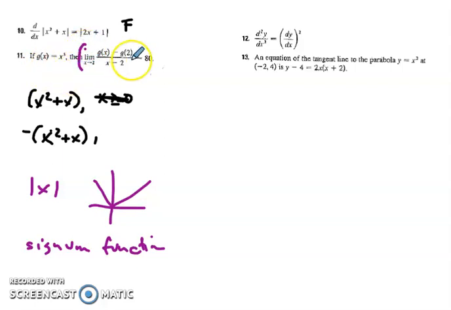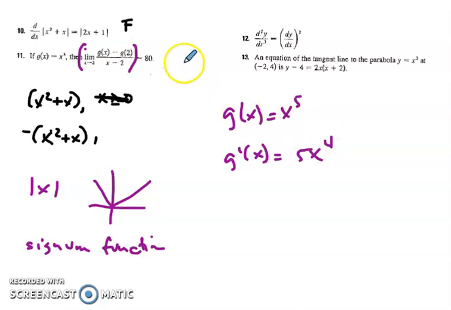this definition of the derivative, that's what this is. Take the derivative at 2, do you get 80? Well, g of x equals x to the fifth, g prime of x equals 5x to the fourth, so plug in 2, I get 5 times 16, which is 80. So this guy is true.